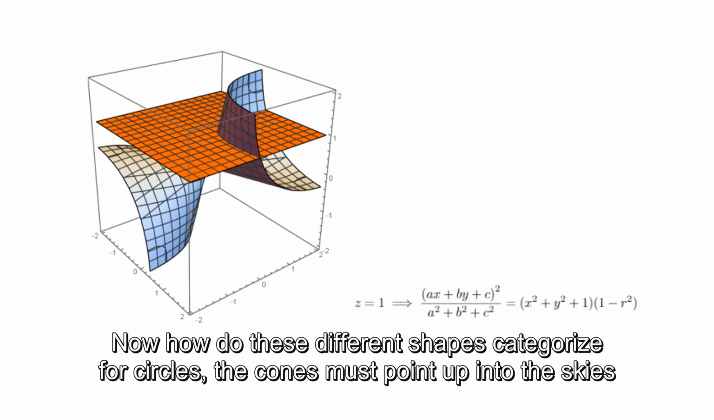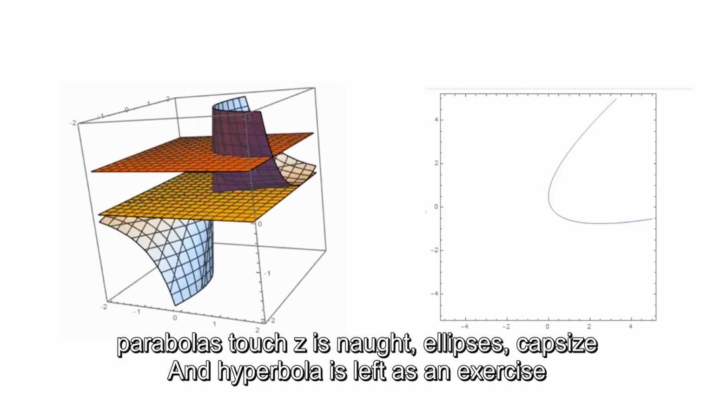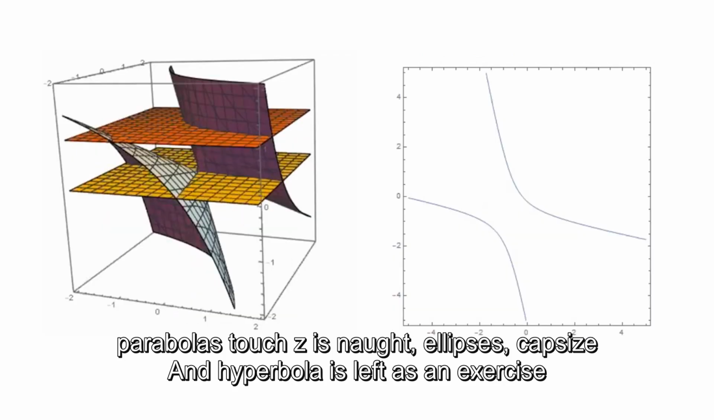Now how do these different shapes categorize? For circles, the cones must point up into the skies. Parabolas touch z is naught, ellipses capsize, and hyperbola? That's left as an exercise for size.